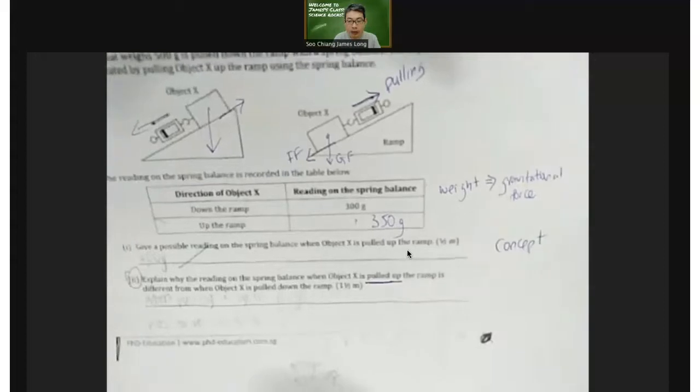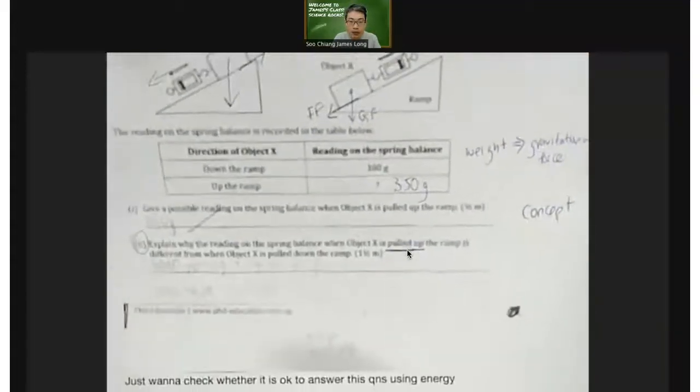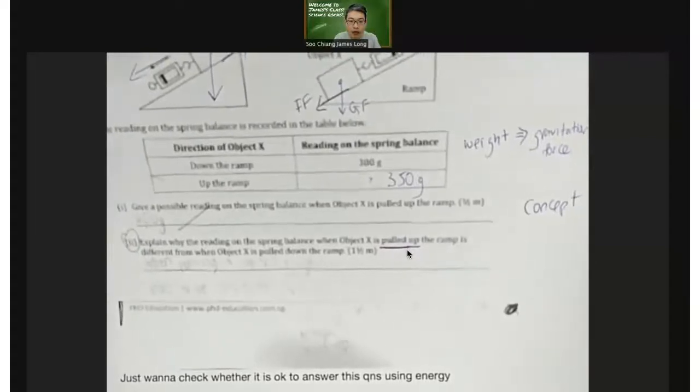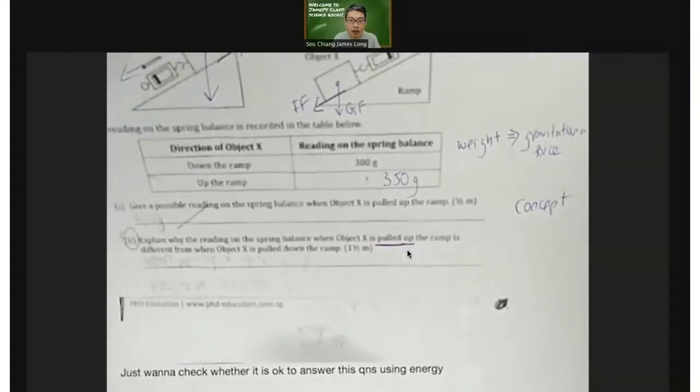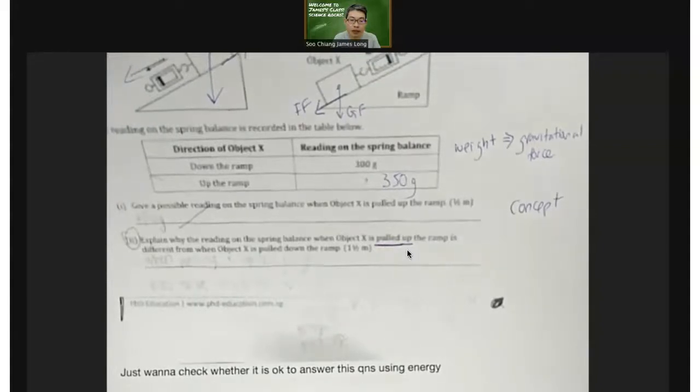So the concept, for example, here. Is it about forces? Yes. So in short, I would suggest to you, you should answer this in terms of forces, not in terms of energy.